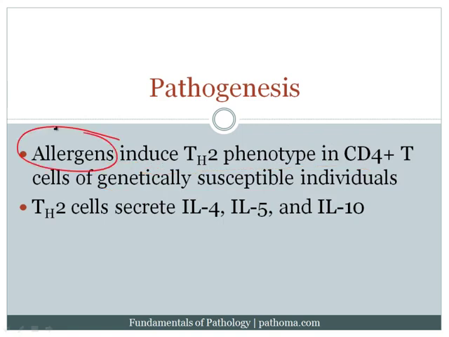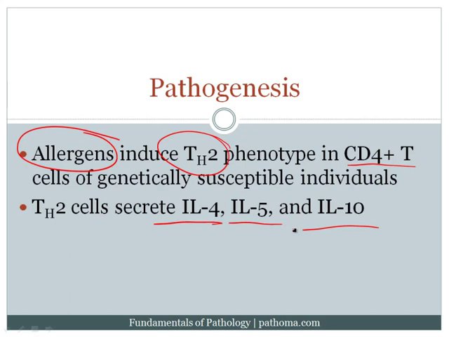That allergen induces the Th2 phenotype in CD4 positive T cells, which then results in the T cells secreting IL-4, IL-5, and IL-10. Remember that you need to know, for examination purposes, that the classic cytokines produced by the Th2 helper cells subtype is IL-4, 5, and 10. So 4, 5, 10. That's what I remember.